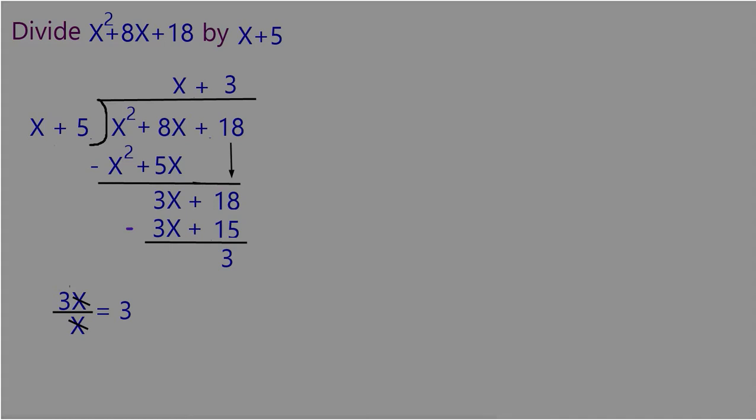We are now finished. Always remember, the answer we got at the top is called the quotient. And the answer we got at the bottom, like when we minus 15 from 18, is called the remainder.